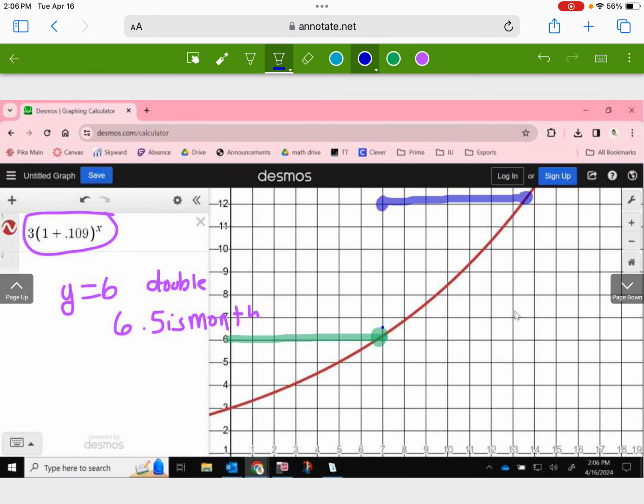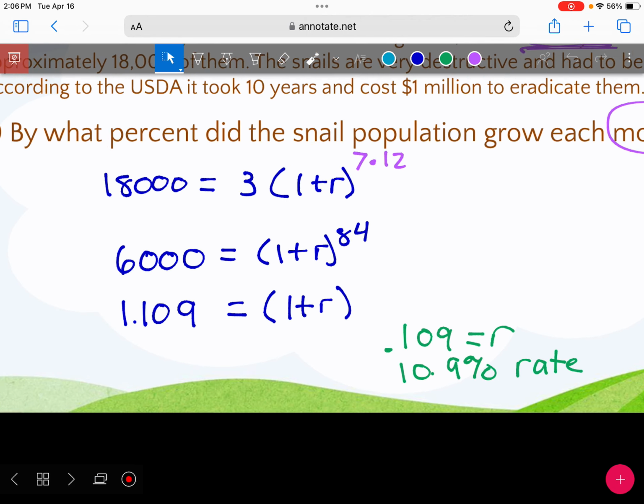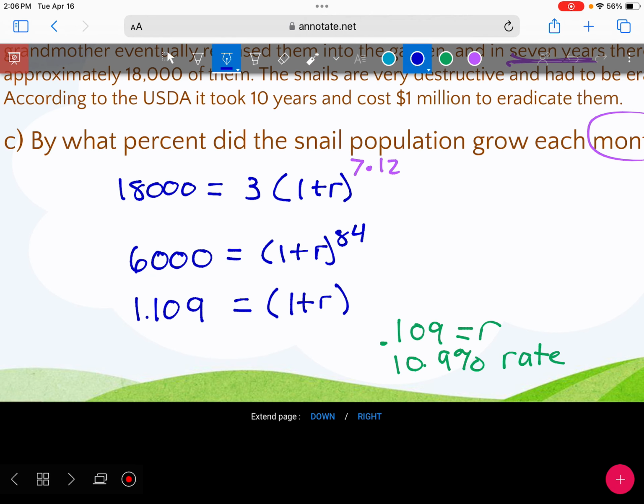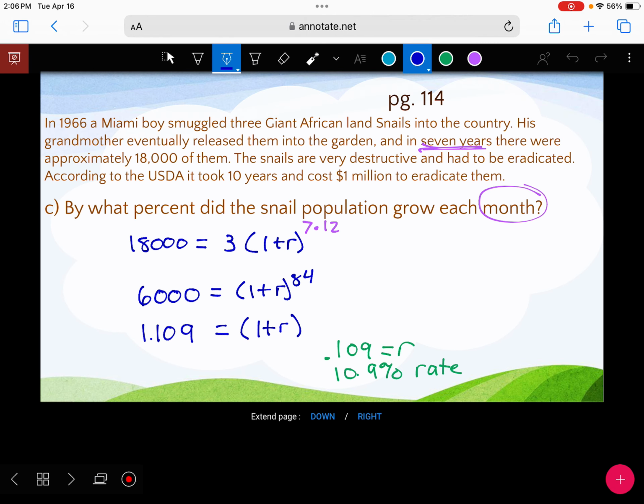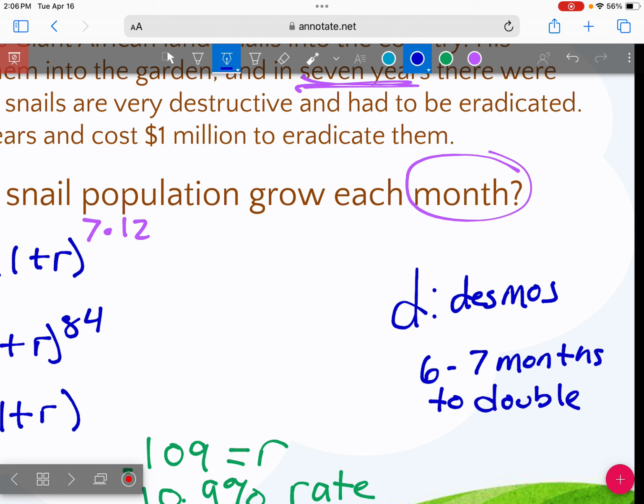So we're going to see more equations like this later on, but this is where we're starting to play with these exponential things. So our D, we did it on the Desmos, just so I can have it written down: it takes between 6 to 7 months to double. So this was the separate thought for question number D.